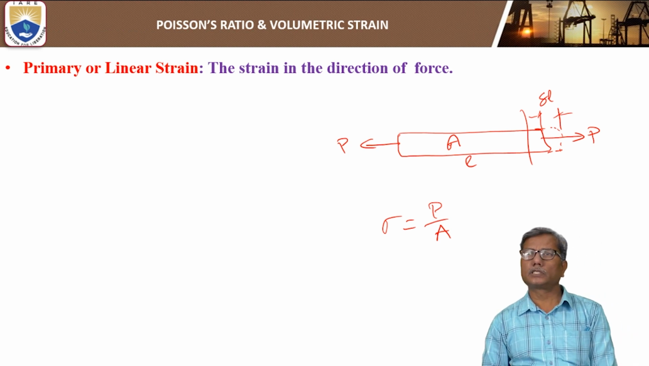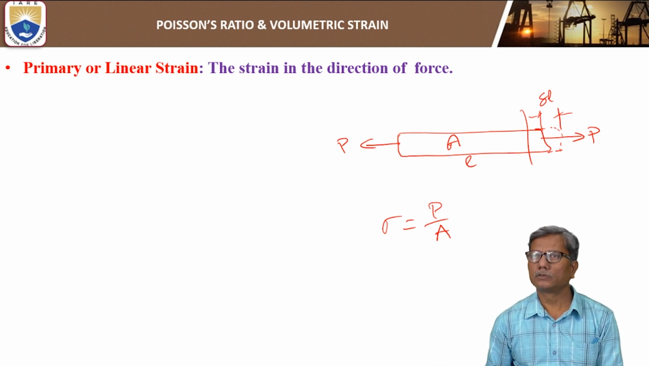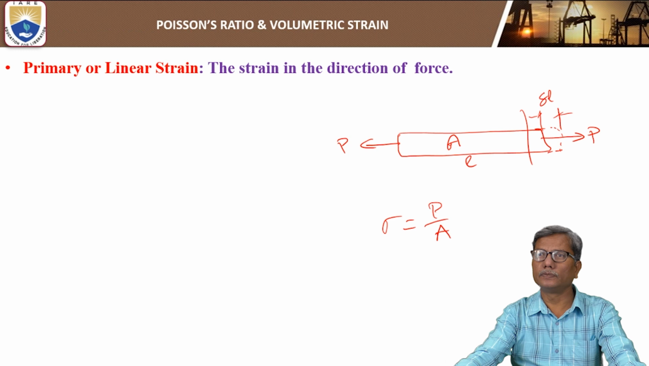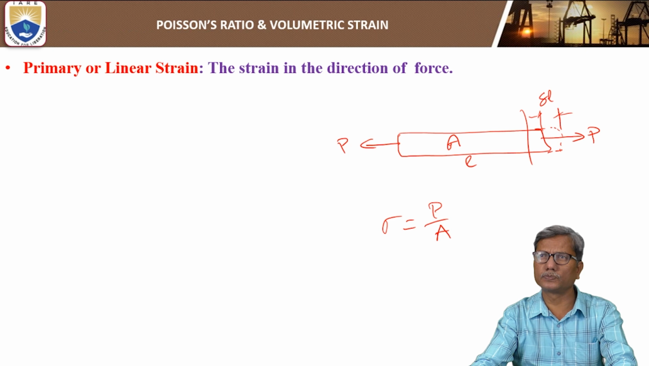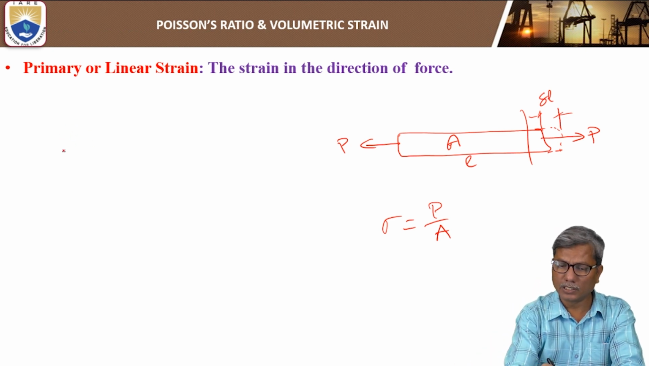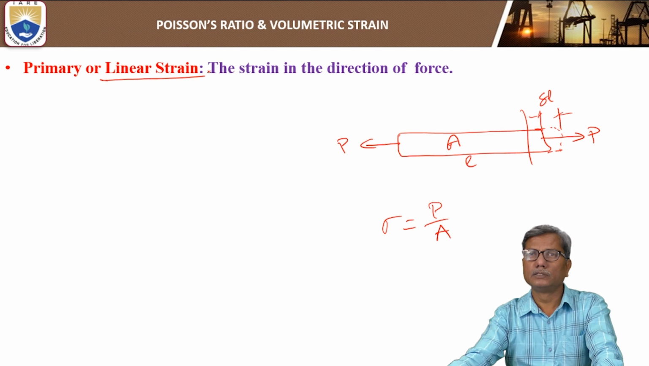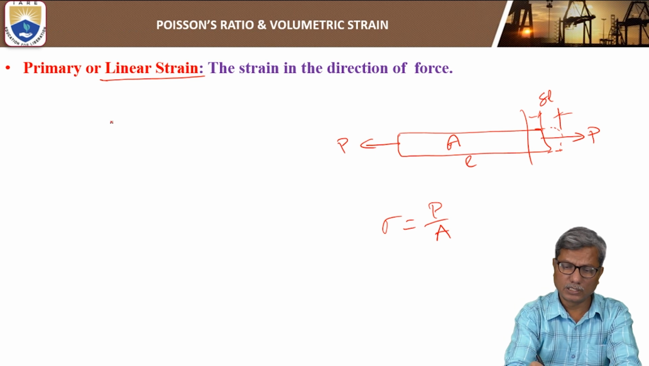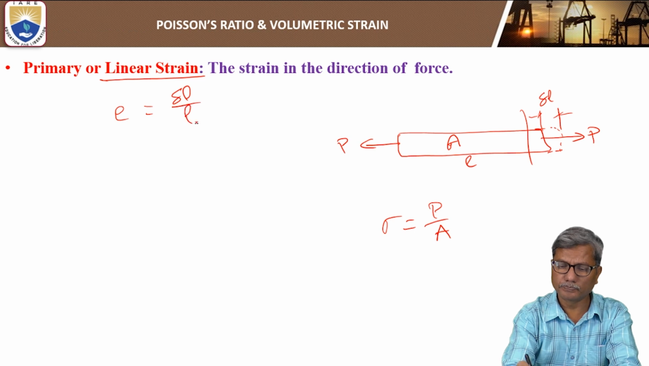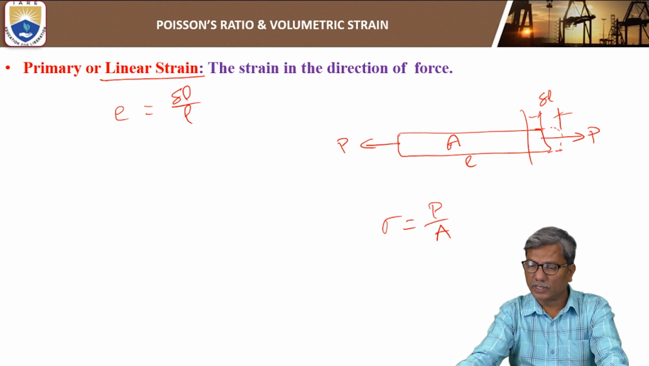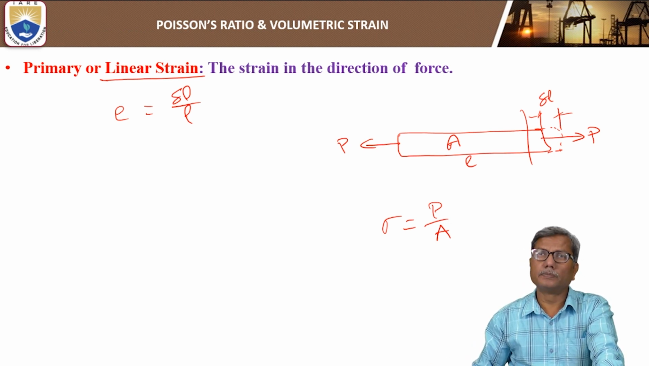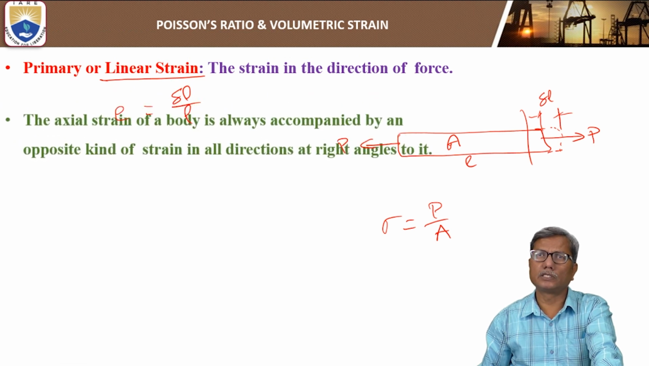Now it is subjected to the tensile strain, that means increase in length takes place due to tensile force. So the strain in the direction of force is said to be the primary or linear strain, and that strain is given as delta L by L. The linear strain is given as delta L by L.